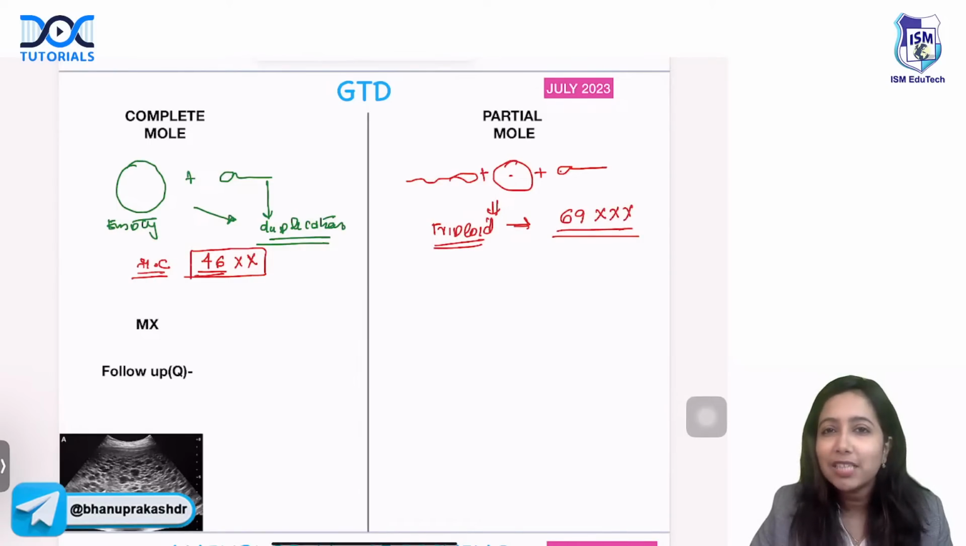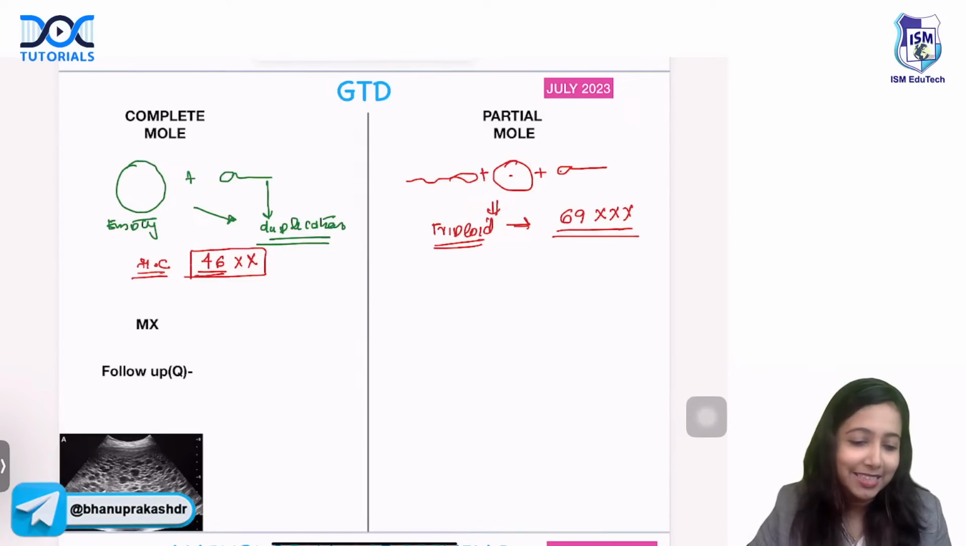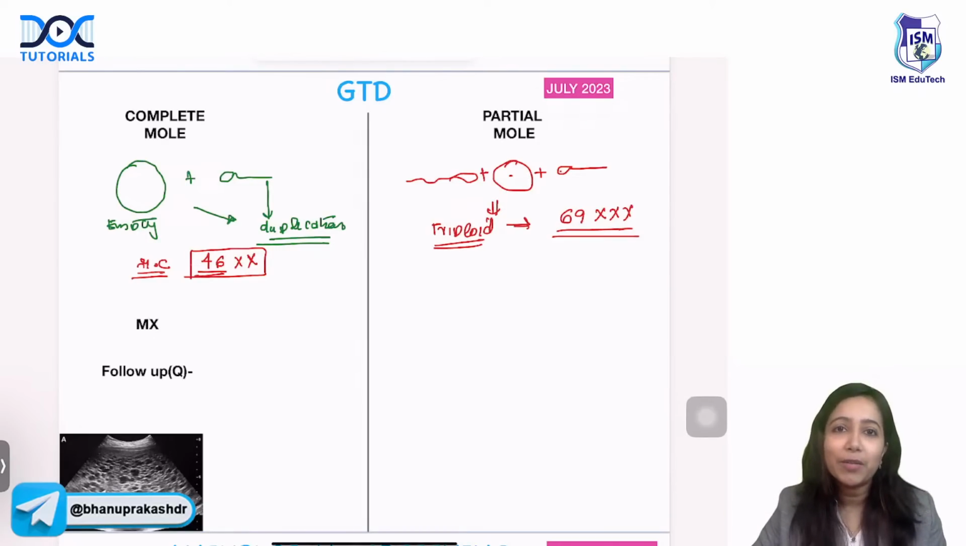The most common one among that is 69XXX. So just an easy clue for you: just remember that the one with more X's is the more common one. 46XX and 69XXX are the most common ones. You need not memorize that by heart. Just remember the XX ones. Maximum X is most common.